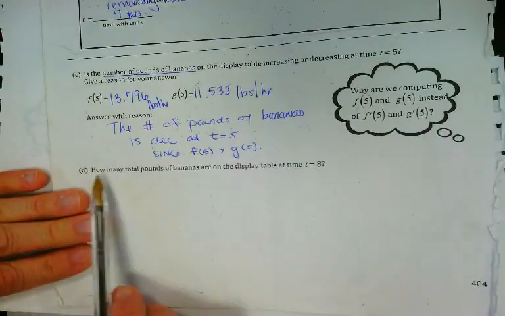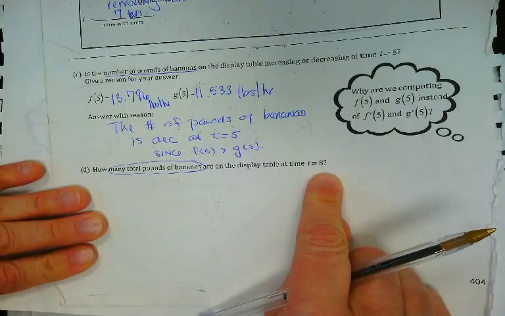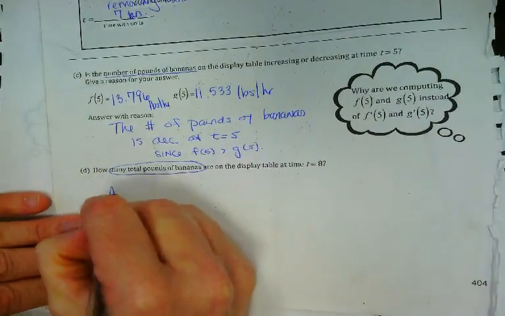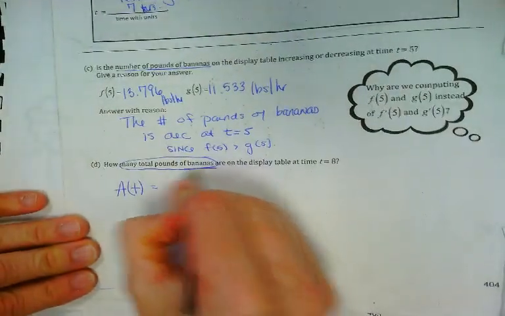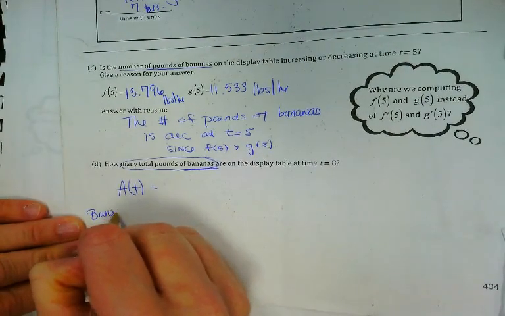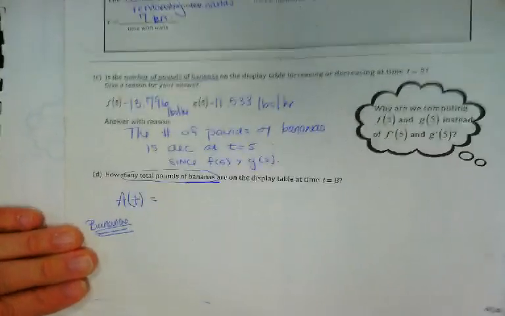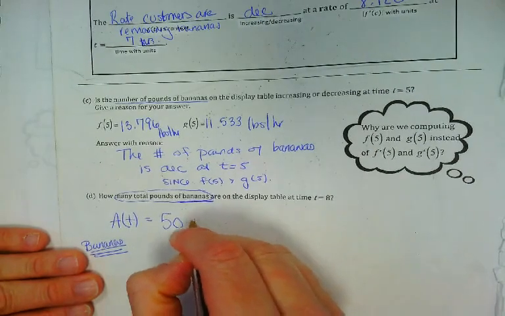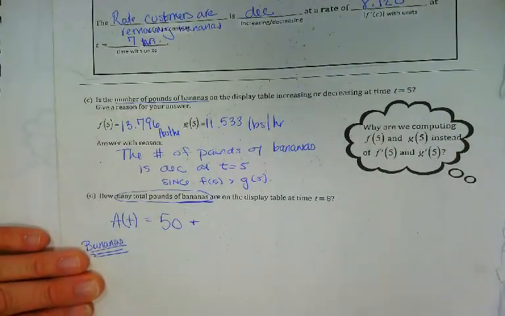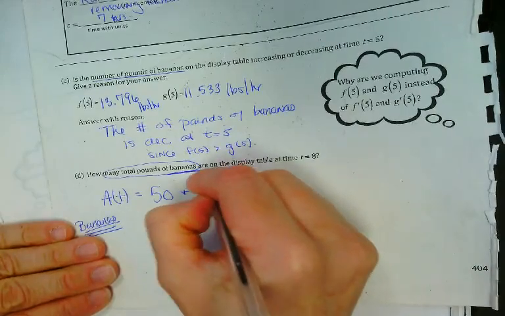Part D, how many total pounds of bananas are on the display table at t equals 8? Okay, so I have to write an equation for the amount of total pounds of bananas. Again, I want everything to be about bananas. So I want to make sure I start with my initial amount of bananas. How many bananas did we say we started with? 50. And then I have some coming in, which would be a positive amount. Those units on the ones that are coming in are bananas per hour, and I'm writing an equation about bananas. So I have to integrate from 0 to t.